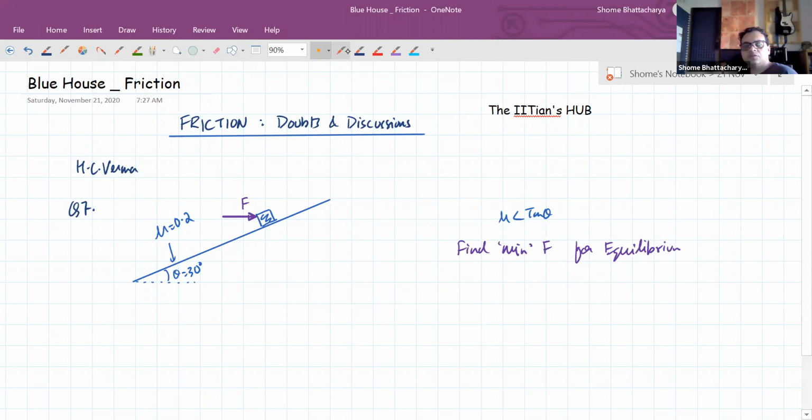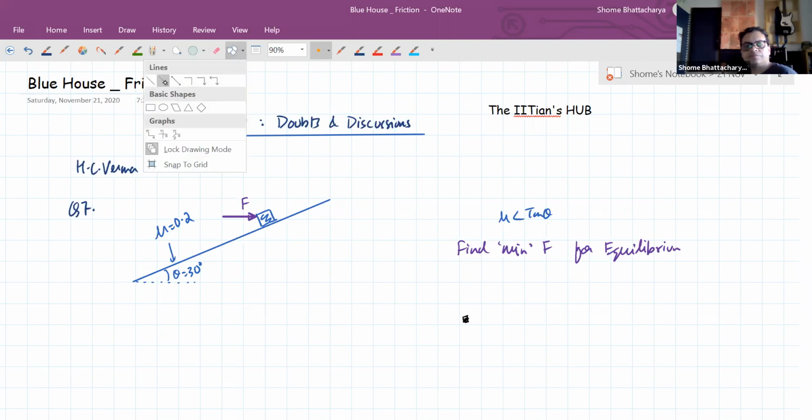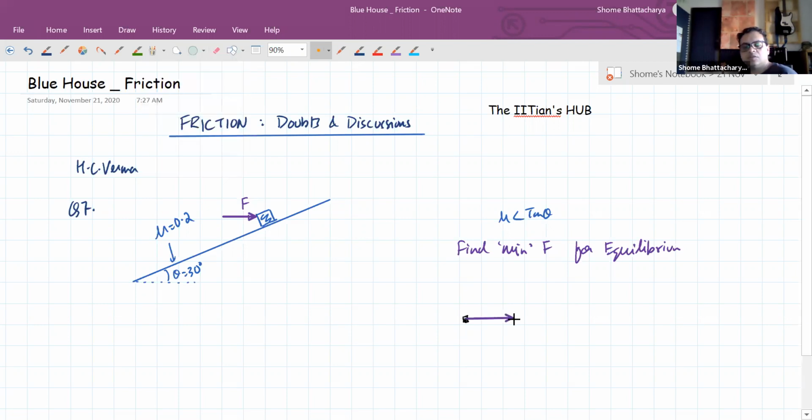Okay. So just make the free body diagram. As usual, everything in Newton's laws is to do with the free body diagram. So the forces, it's in the ground frame only. I'm making the FBD. This is in the inertial ground frame, and the body should be in equilibrium. So its acceleration should be 0.